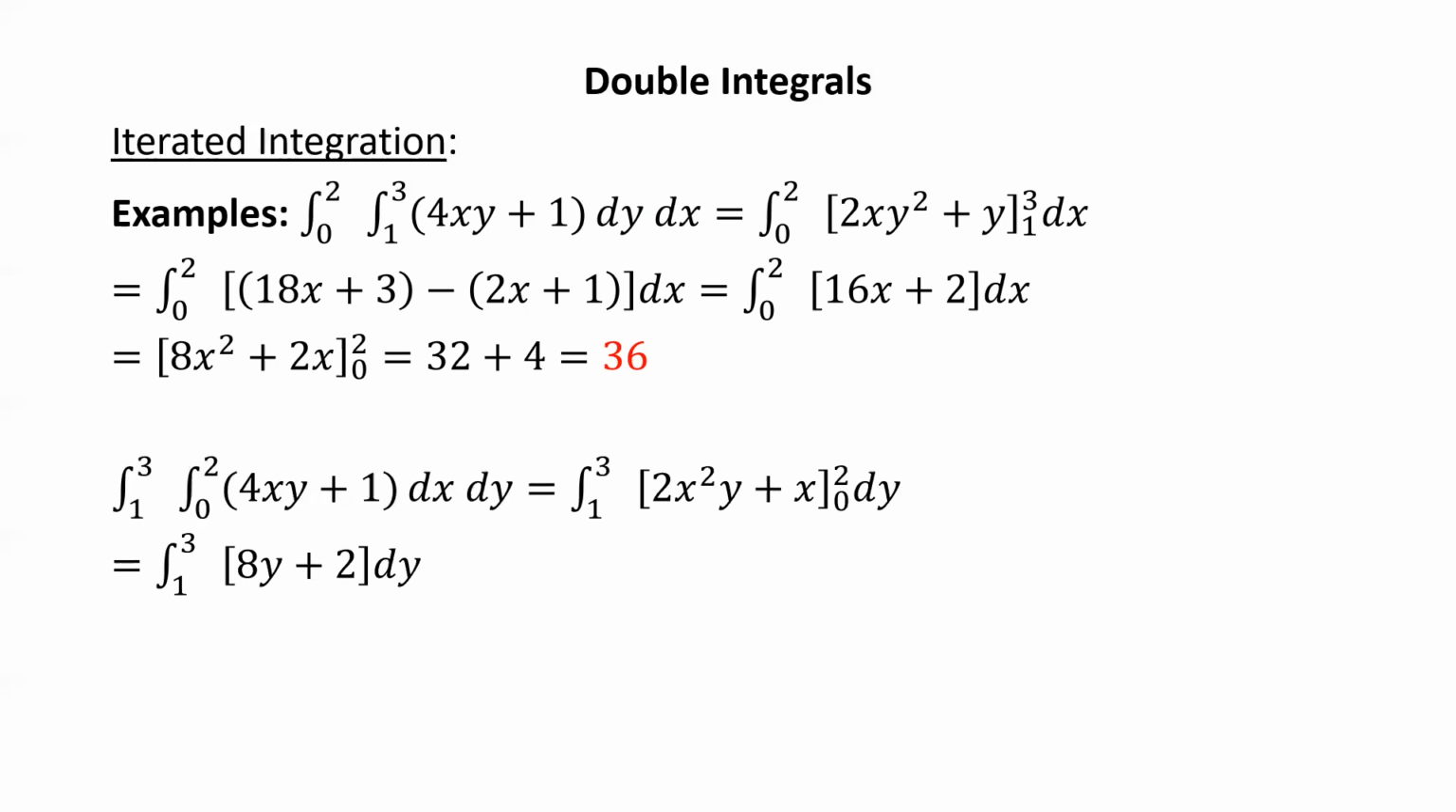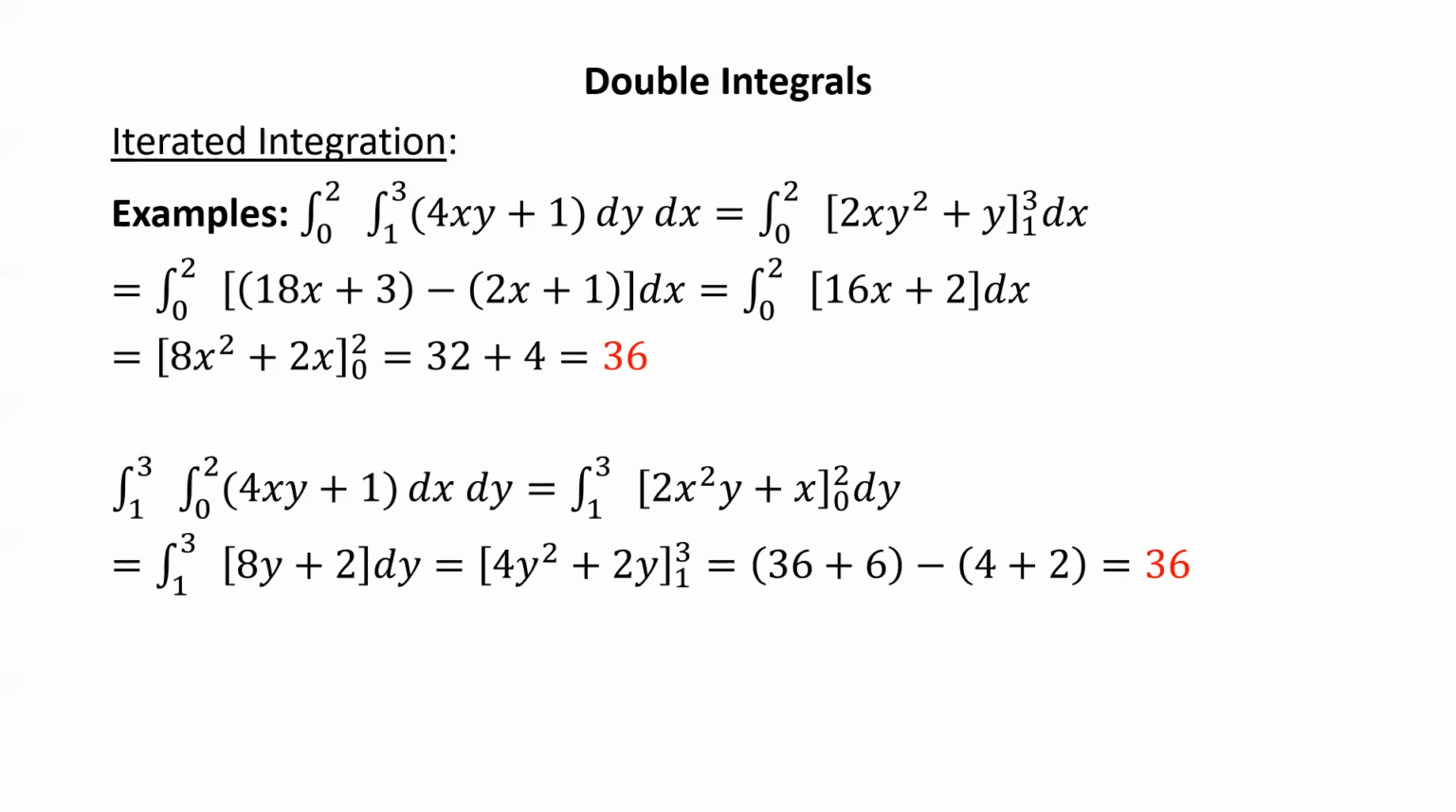Now we have a regular definite integral from single variable calculus. 8y squared over 2 is just 4y squared, plus 2y, from 1 to 3. When we plug in the 3, we get 4 times 9, or 36, plus 2 times 3, or 6. And when we plug in the 1, we get 4 times 1 squared, or 4, plus 2 times 1, or 2. So this comes out to 36.